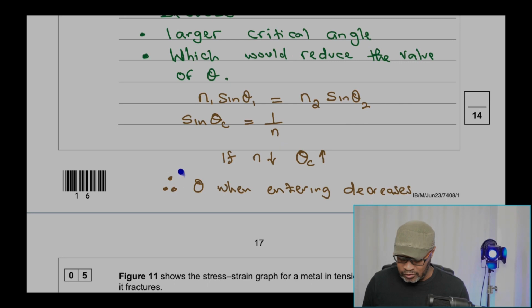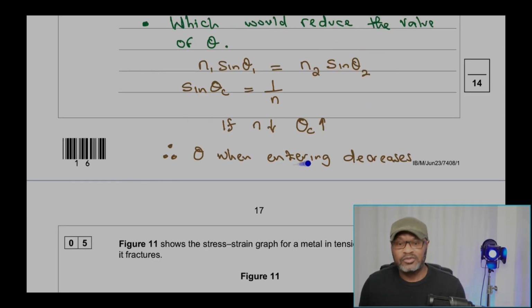Therefore, if the critical angle goes up, then theta at entry will decrease. So it will not work.